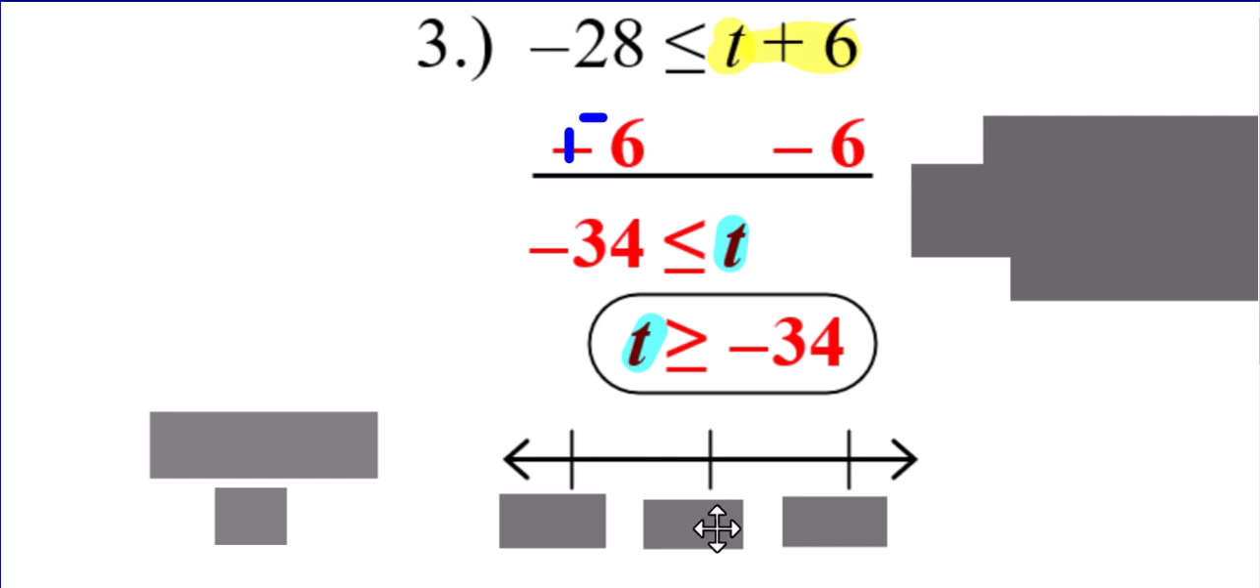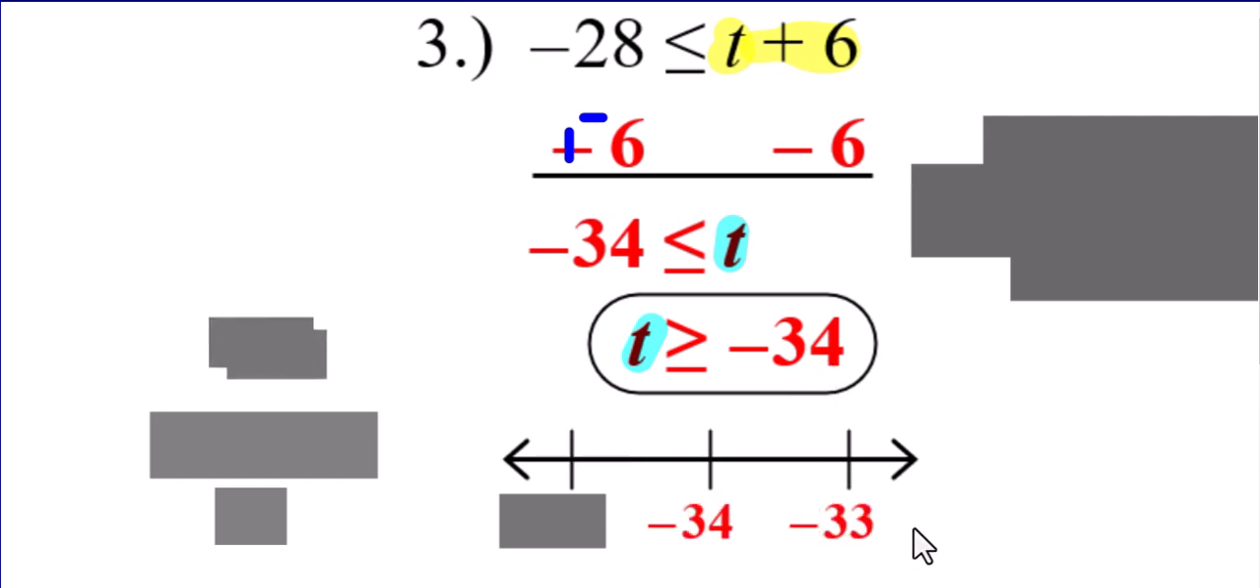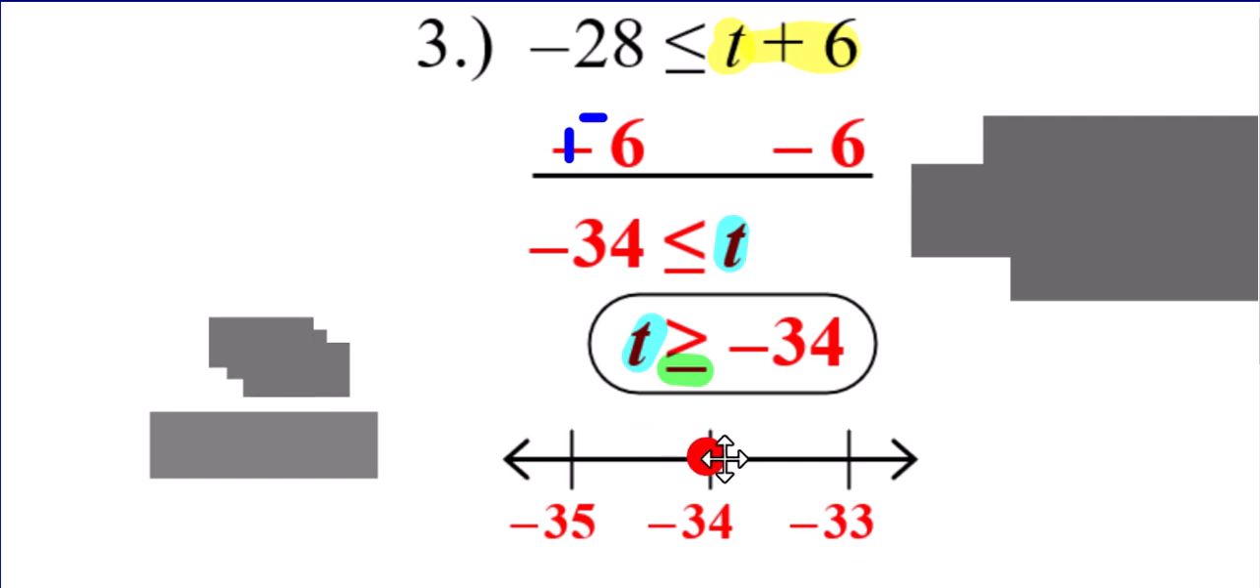Okay, negative 34 is going to go in the middle. Since it's negative, negative 33 is on the right, negative 35 is on the left. That's the order that negatives go. And since our inequality symbol has the equal to bar, we are going to fill in our dot, showing that it can equal the starting number.